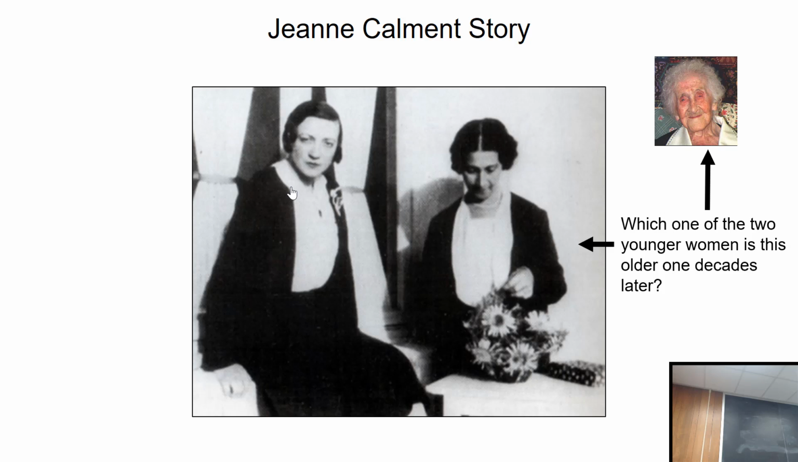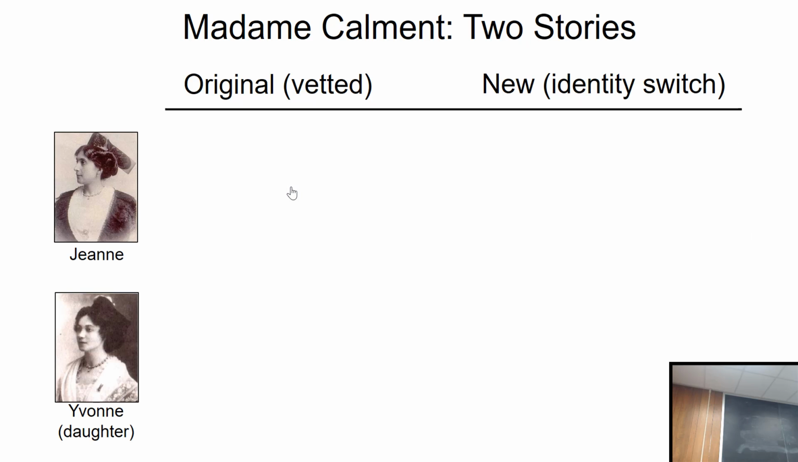Now, here's the key. Which one is this old woman? Here's the daughter, Yvonne. And this is actually Jeanne Calment, the mother. I mean, she looks young for a mother, daughter. But anyway, there's the mother, there's the daughter. And so it's the identity switch hypothesis is where we're headed here. You'd think there'd be face recognition software that would be able to sort this out for starters. But they're talking about exhuming the body and all that kind of stuff.